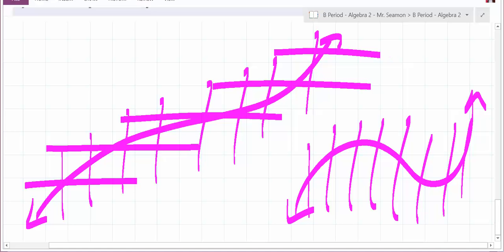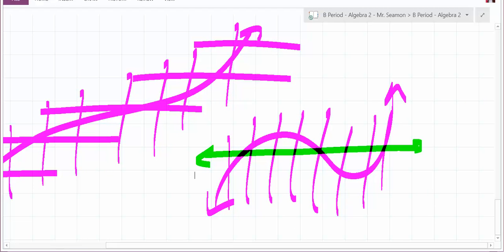But look at this. If you draw this line, how many times does that cross? More than once. So is the one on the right one-to-one? No. They're both functions because they pass the vertical line test, but the one on the right is not one-to-one because it doesn't pass the horizontal line test.